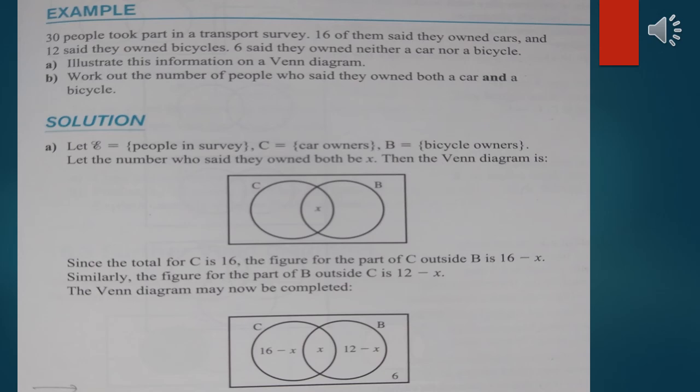There you can see the diagram below. And the part of B outside C is 12 minus X. Then they are telling us 6 said they don't have any. Therefore, you can add these 3 areas: 16 minus X plus 12 minus X plus 6 equals 30.